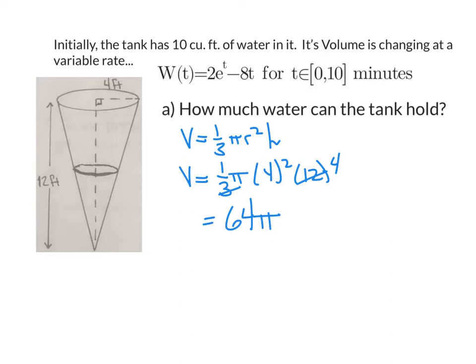All right, so 64 pi cubic feet would be how much this tank could hold. If you're looking for a decimal approximation, that'd be about 201.061 cubic feet.